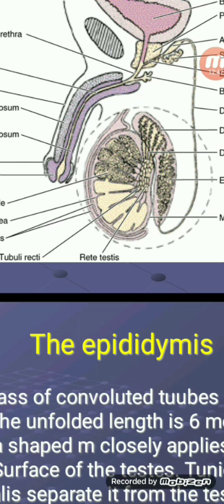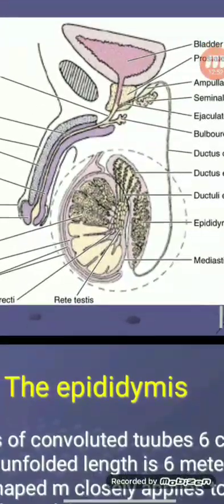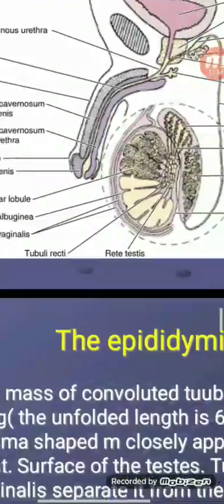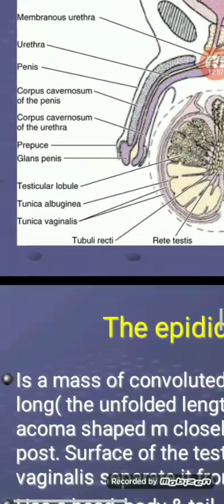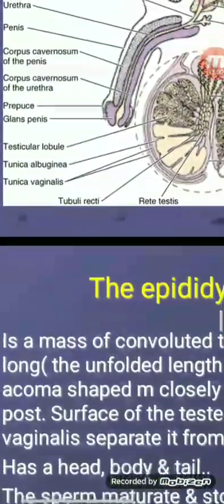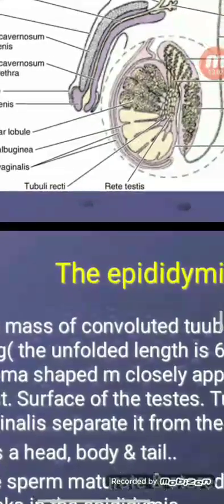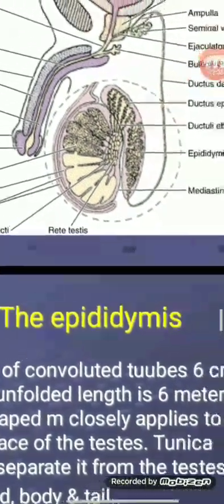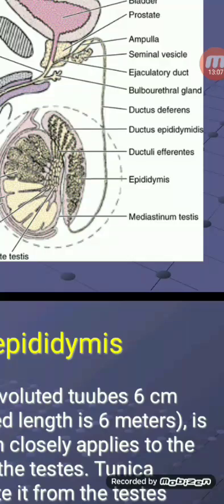It ascends and joins the duct from the seminal vesicle to form the ejaculatory duct that drains into the prostatic part of the urethra. Take a look at this sagittal section. These are the testes, seminiferous tubules, tunica albuginea. Take a look at the tunica vaginalis, the tubuli recti, rete testis, ductus efferens, epididymis, mediastinum testis, and ductus deferens or vas deferens. It measures about 45 centimeters.